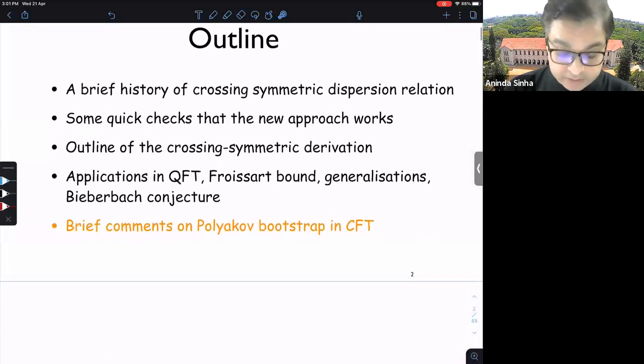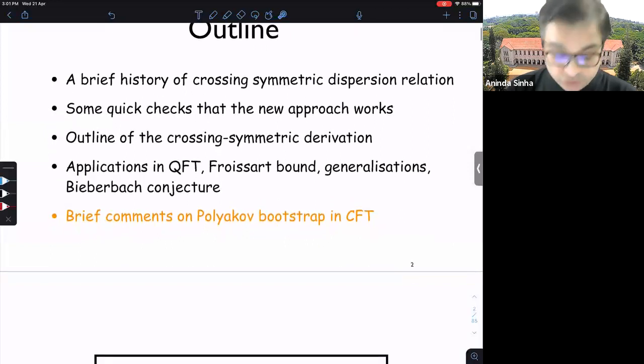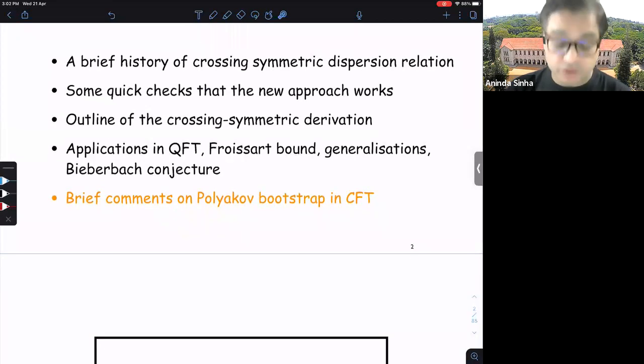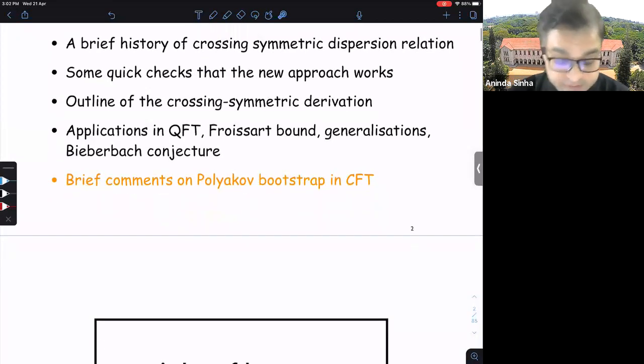So I'll give you a brief history of the crossing symmetric dispersion relation, and then I'll do some sanity checks that this new way of thinking about things works. Then I'll give you a derivation. Depending on time, we will go through the derivation slowly or fast. And then we'll come to the most interesting part, which is applications in quantum field theory, which will involve generalizations of the Froissart bound and connections with what is called the Bieberbach conjecture in mathematics.